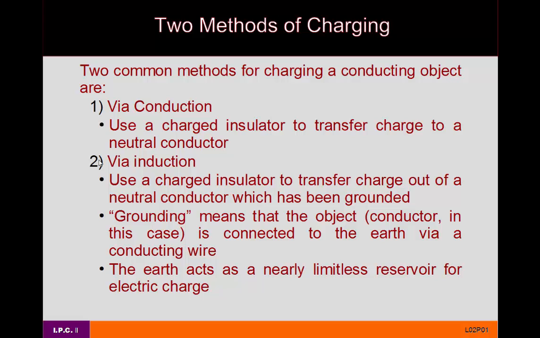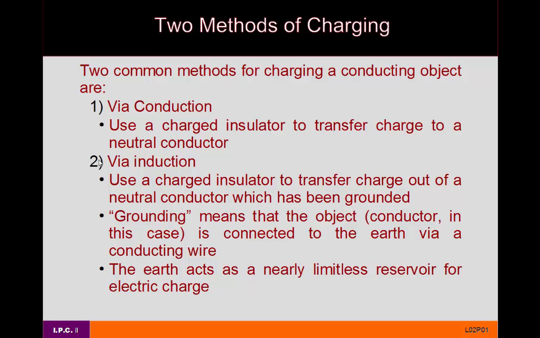Well, the first method is that you can charge via conduction. And basically what you do is you take a charged insulator and you stick it next to a neutrally charged conductor. Some of the charges move off the surface of the insulator into the conductor, or vice versa for that matter.